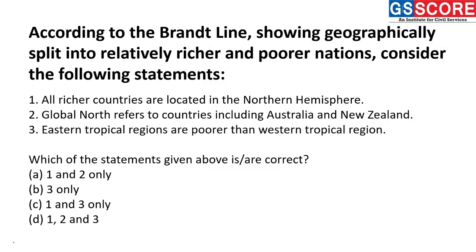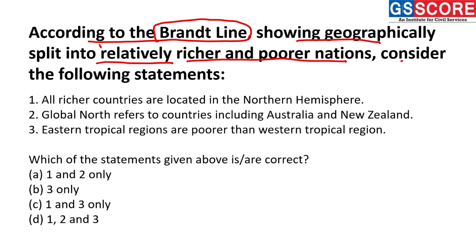So, it is basically about the human geographical part, and it is asking about the divide which is created between the northern countries and the southern countries. Looking at the question, according to the Brandt line, showing the world geographically split into relatively richer and poor nations. Consider the following statements. So we will be looking at the statements.